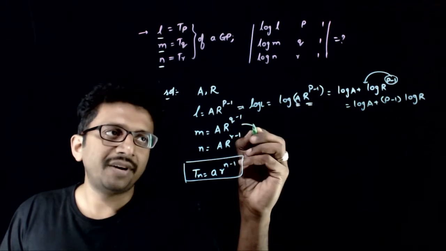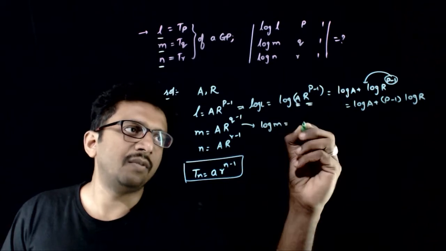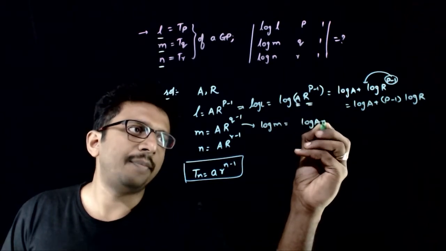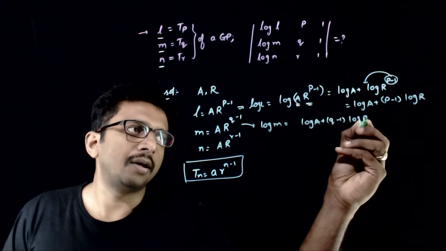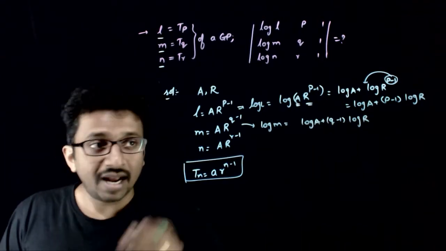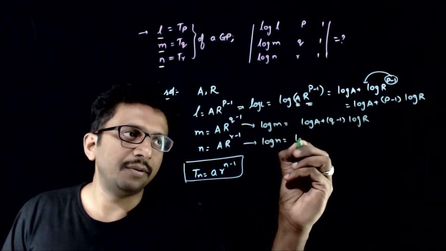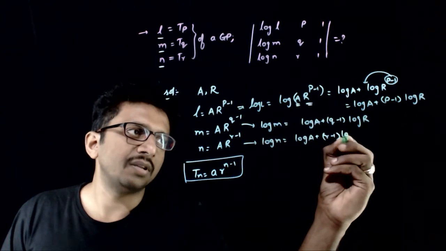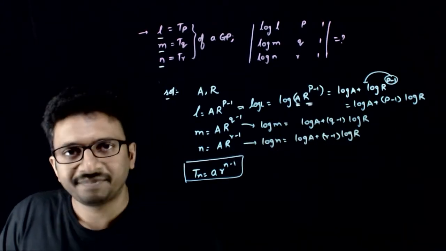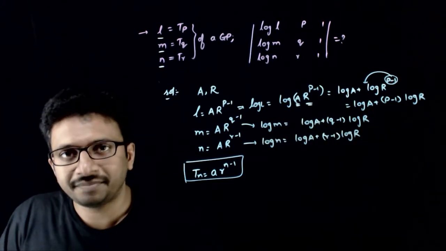Similarly, if I do the same simplification for M, log M will be equal to log A plus Q minus 1 times log R. And if you do the same thing with respect to N, you get log N is equal to log A plus R minus 1 times log R. So you have log L, log M and log N.